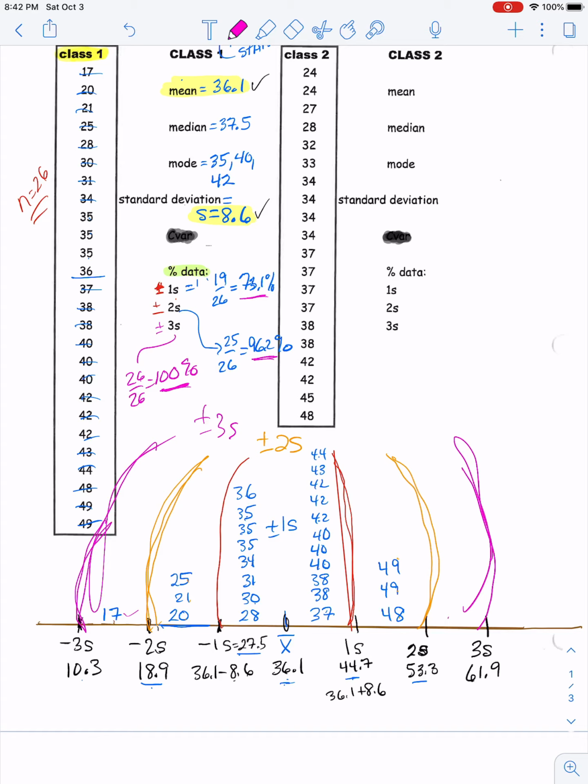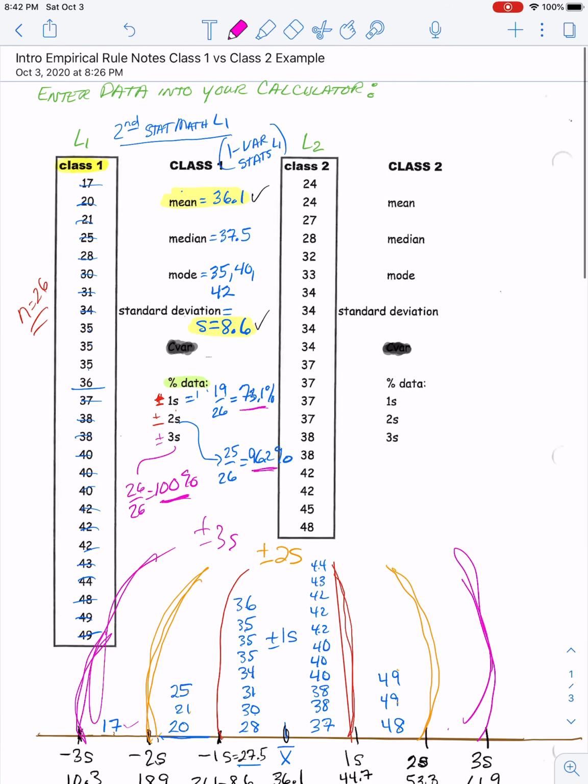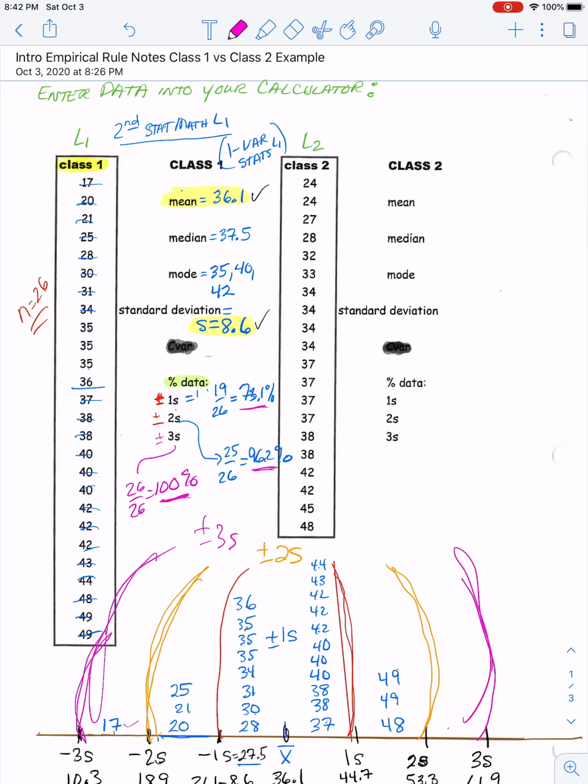Okay, why is this important? Because I'm showing you some experimental data that we'll have use of to compare to something called the empirical rule as we go forward here just a bit.